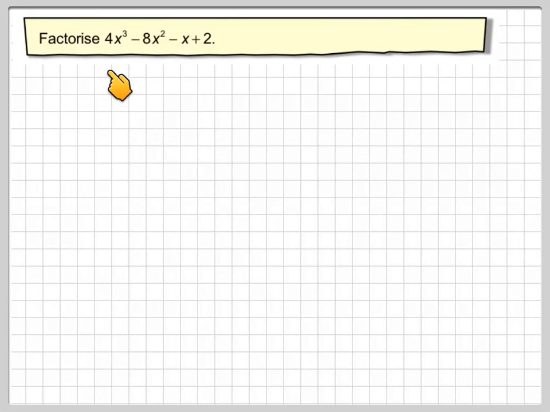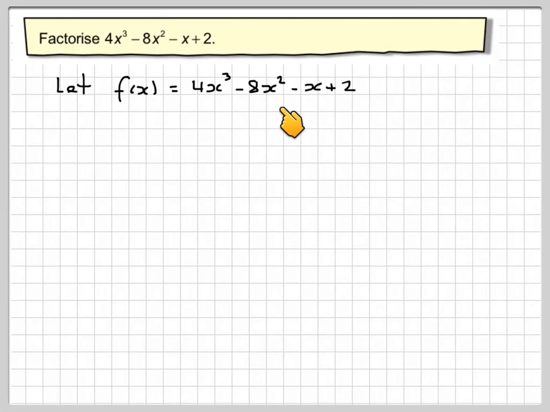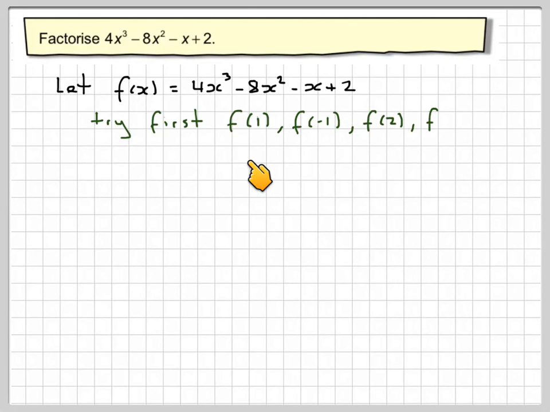Factorise 4x cubed minus 8x squared minus x plus 2. Let f of x equal 4x cubed minus 8x squared minus x plus 2. We need to try, because we've got 2 here, f of 1, f of minus 1, f of 2, and f of minus 2, to see if we get a 0 remainder.